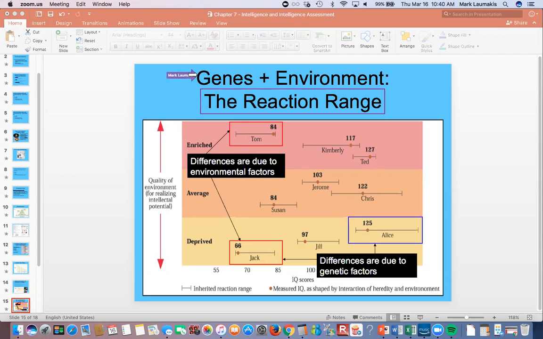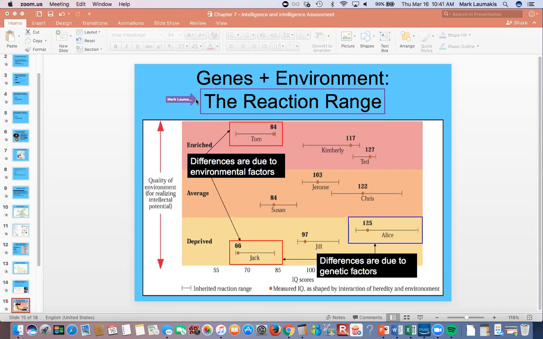And then around that anchor, environment will permit you to either move up and score higher within that range, or if it's in a deprived environment, look what it's doing to Jack. It's pulling him down to the bottom of his range, right? Because he has a poor school, right? He has no books at home, doesn't have good access to health care, etc. Those are things environmentally that are dragging him down.